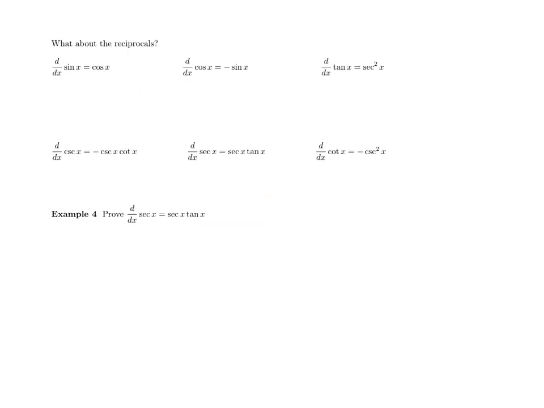All right, so this is fantastic. What we have so far are rules for sine, cosine, and tangent. Their derivatives are cosine, negative sine, and secant squared, respectively. But like I said, there's 3 other trig functions as well: cosecant, secant, and cotangent.